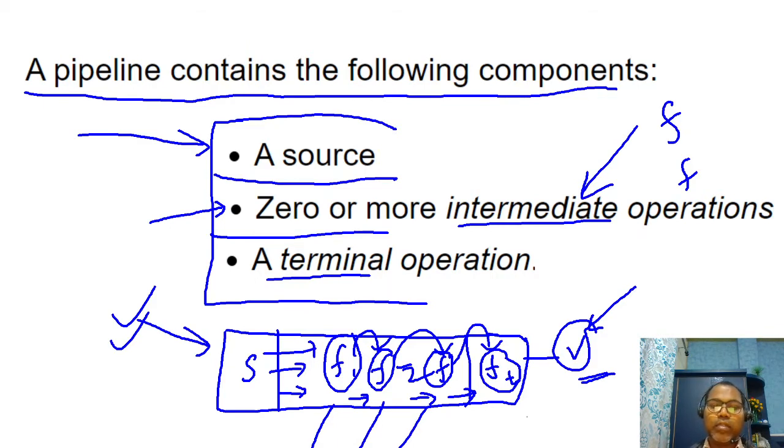Now, why is this known as a pipeline? The pipeline needs a stream of elements, then a stream of functions, and then finally returns the value. So these middle operations are known as your intermediate operations, and this is your terminal operation.